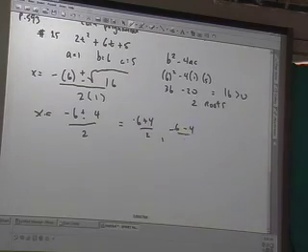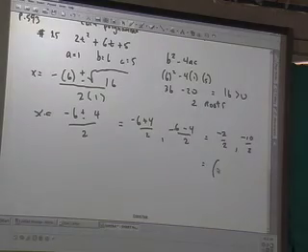Negative 6 plus 4 over 2, and negative 6 minus 4 over 2. That equals negative 2 over 2 and negative 10 over 2. And in turn, that equals negative 1 and negative 5. Those are our two roots, as found by the quadratic formula.